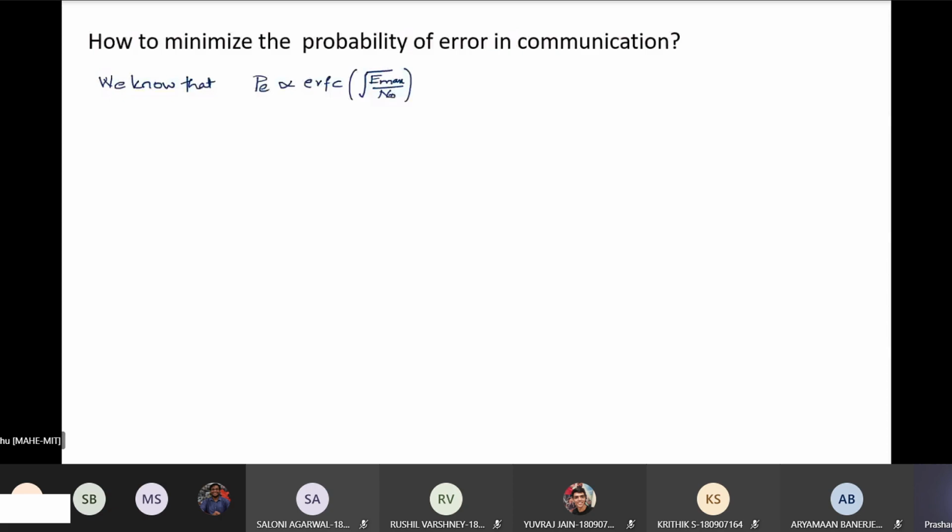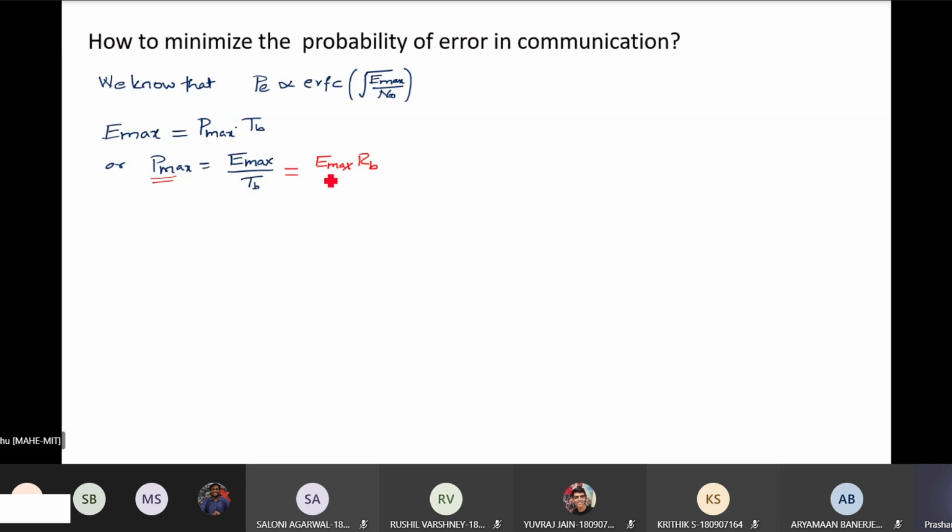We know that the probability of error is proportional to ERFC. As Yuvraj said, we need to increase the signal to noise ratio to minimize the probability of error. We know the energy Emax is Pmax into T sub b, where T sub b is the duration of the symbol. So Pmax is Emax by T sub b, and 1 by T sub b is the bit rate, so Pmax is Emax into R sub b. We are supposed to transmit a signal with some maximum power. We cannot go beyond that.